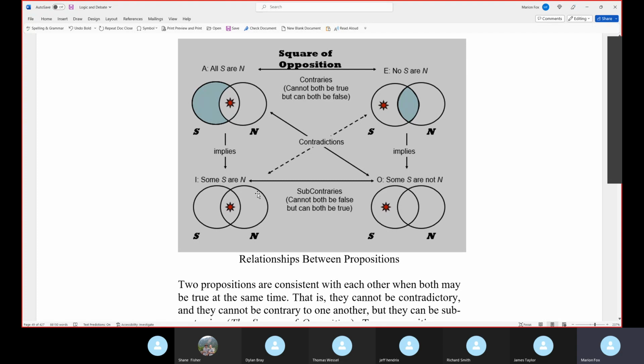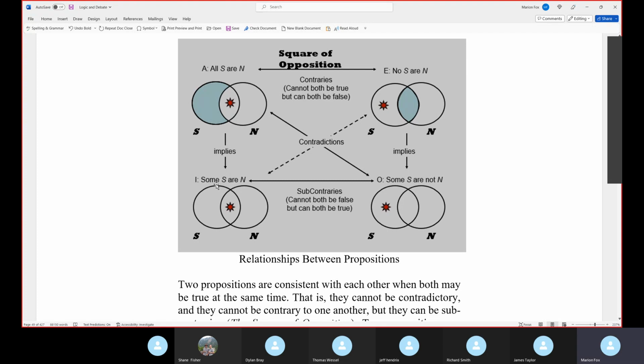And we have the I and the O are subcontraries. They can both be true at the same time. So if they're both true, they're consistent. They can be consistent. That's what we're saying. Any questions or comments?